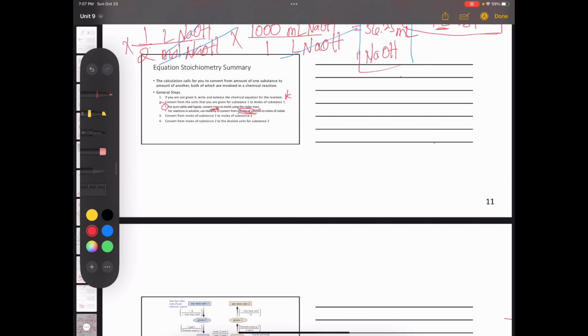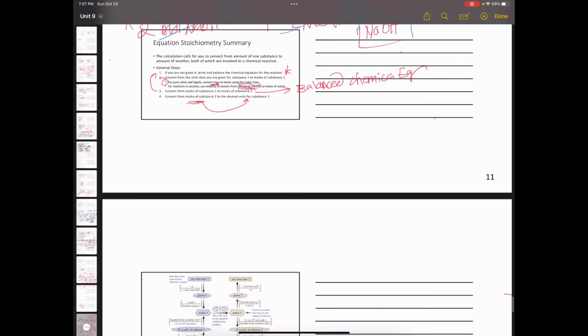Now, once you have converted the quantity that you started with into moles of that substance, now we need to convert from substance 1 to substance 2. And this one comes from the balanced chemical equation. This basically comes from step number 1. Once you convert to substance 2, now we'll have to convert the moles to the desired unit. So either the grams using the molar mass or converting from moles into milliliters using the molarity.